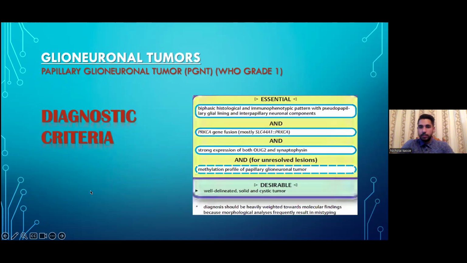For the diagnostic criteria, we find a biphasic histological and immunophenotypic pattern with pseudopapillary glial cells lining the interpapillary neuronal components. Also the presence of PRKCA gene fusion and strong expression of both OLIG2 and synaptophysin. Also, for unresolved lesions, the methylation profile of papillary glioneuronal tumors. What is desirable here is well-delineated, solid and cystic tumors. Of note, diagnosis should be heavily weighted towards molecular findings because morphological analysis frequently results in mistyping.